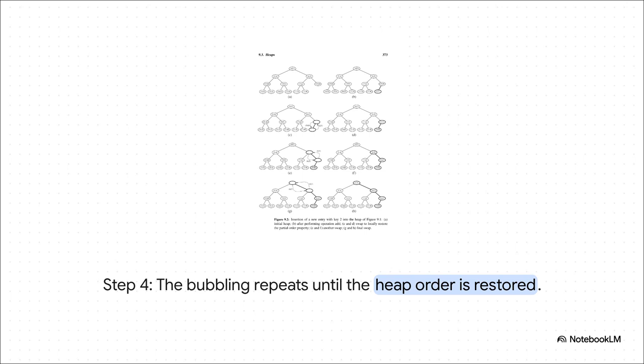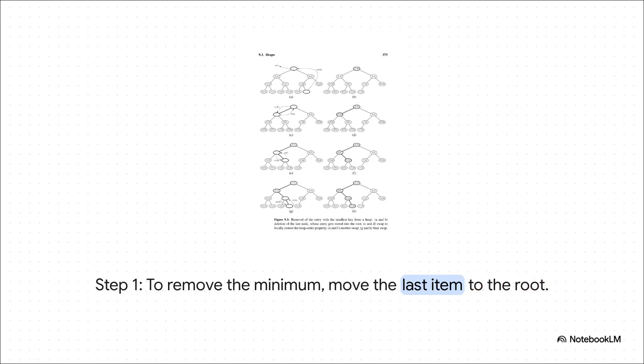We check again. Is 2 more important than its new boss 4? Yep. So they swap one more time, and boom, done. The heap is valid again, and our new most important item is sitting right at the top. Simple. Okay, so adding an item makes sense.